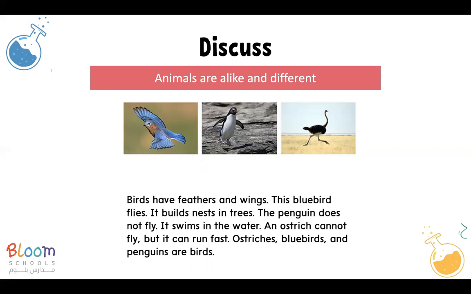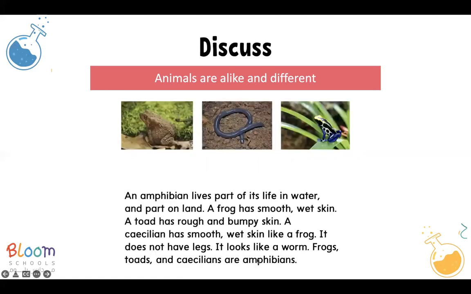because they all have feathers and they all have wings and they all have beaks. So these are the common structures between them. Ostriches, bluebirds, and penguins are all birds. Not all birds can fly, and not all birds can swim, and not all birds can run fast, but they have the same structure.